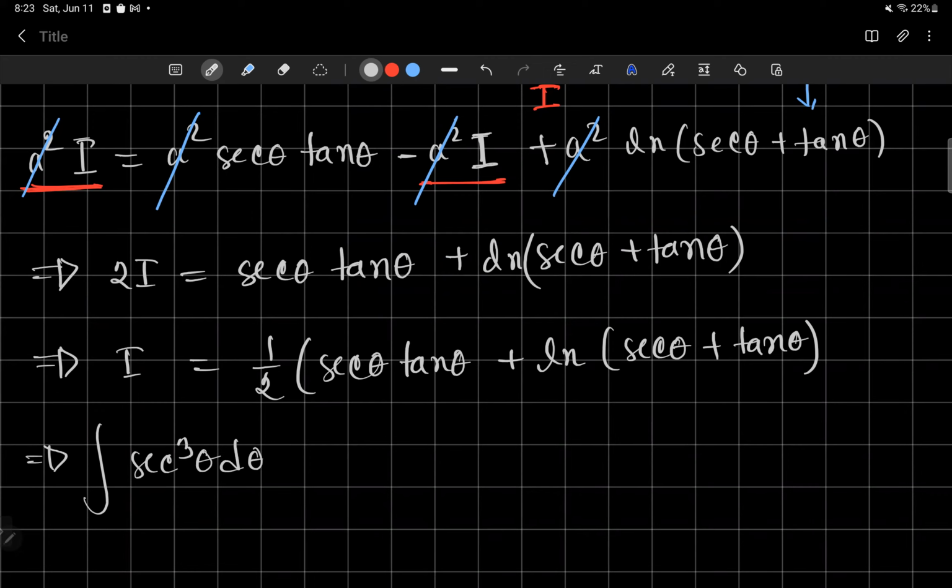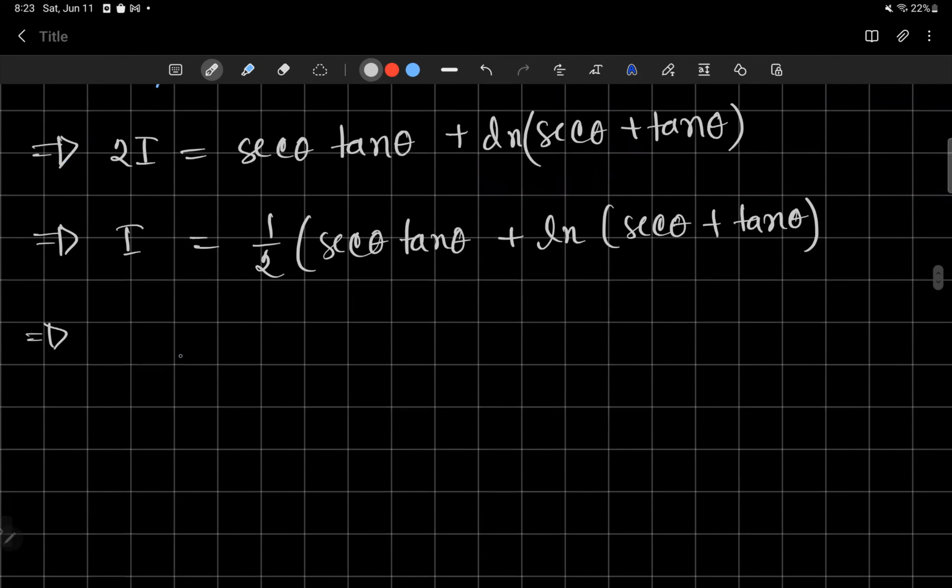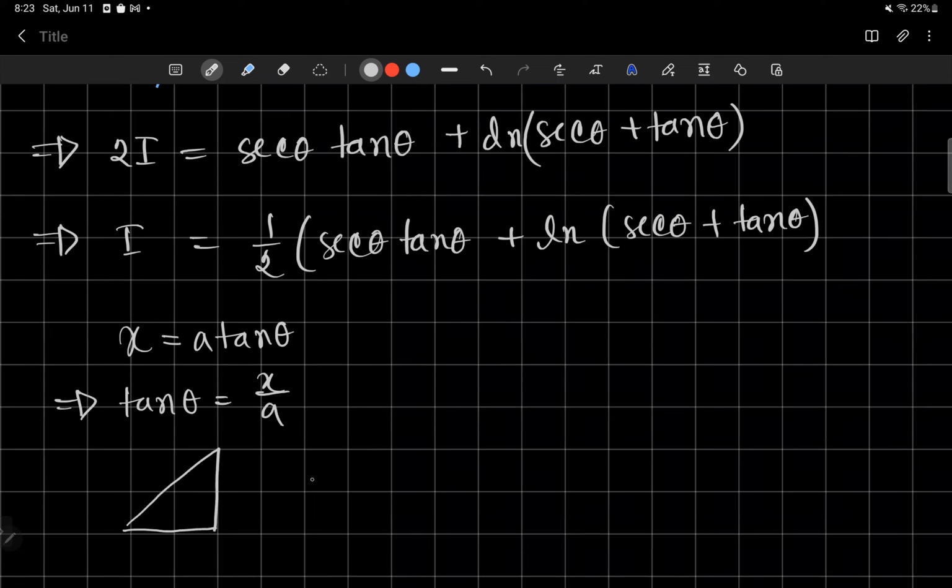Up to this point we are done. We have done the integration, there is no integral left. But initially we started with some x, so it's better to switch back to x. If we want to switch back to x, what was the substitution? x equals a tan theta, right? So tan theta was x by a. This is my favorite method; you can go other ways too if you want.